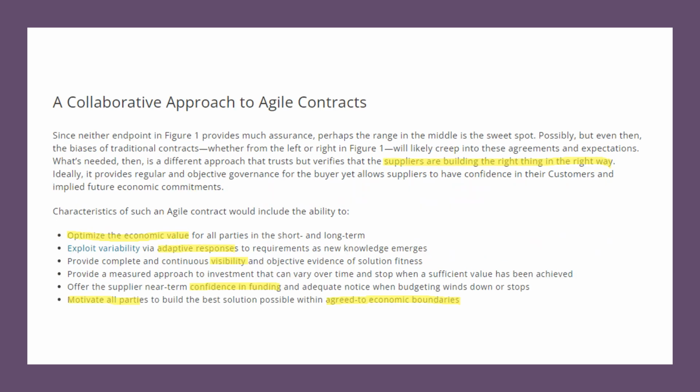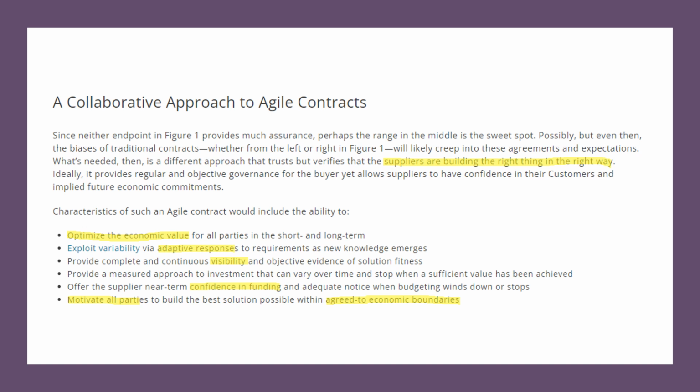We understood that neither of the traditional contracting approaches is going to help us. What is needed then is a different approach that trusts but verifies that the suppliers are building the right thing in the right way. Ideally, it provides regular and objective governance for the buyer. It allows suppliers to have confidence in their customers and implied future economic commitments.